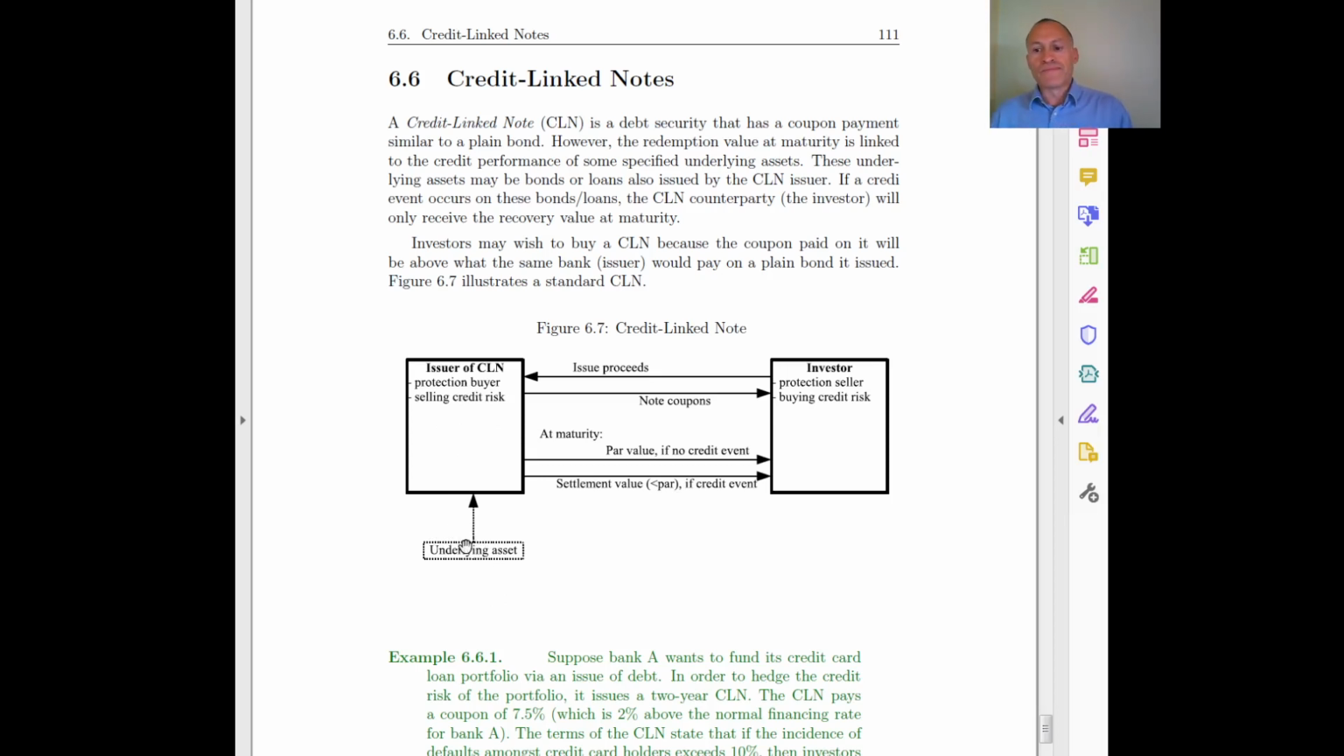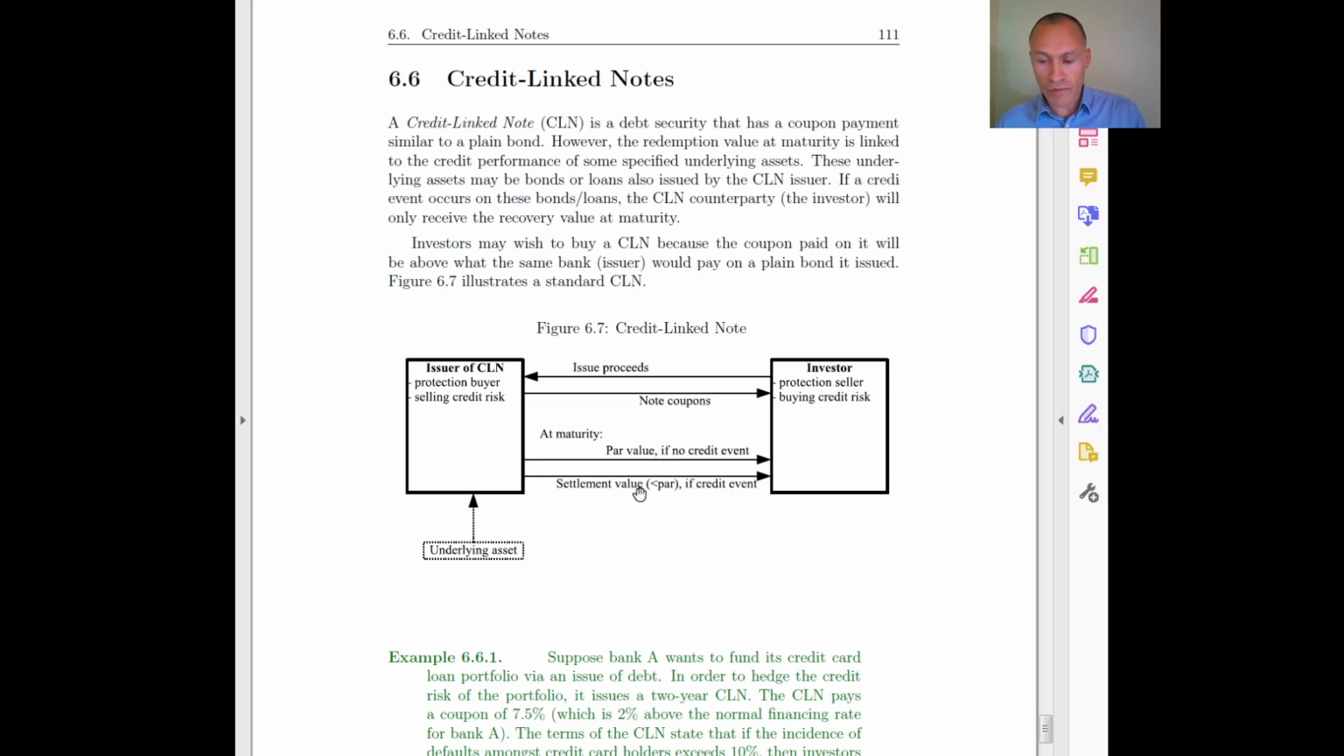All right? How is it linked? In the following way. The bond is issued to some investors. At the beginning, the issuer gets the proceeds, and then periodically it pays some coupons. So far, this is just like a regular note or a bond. The linkage to credit comes through the payment at maturity. If at maturity nothing happened to the portfolio of assets, then this guy pays to the investors the full amount that was due. In that case, this would work exactly like a regular note.